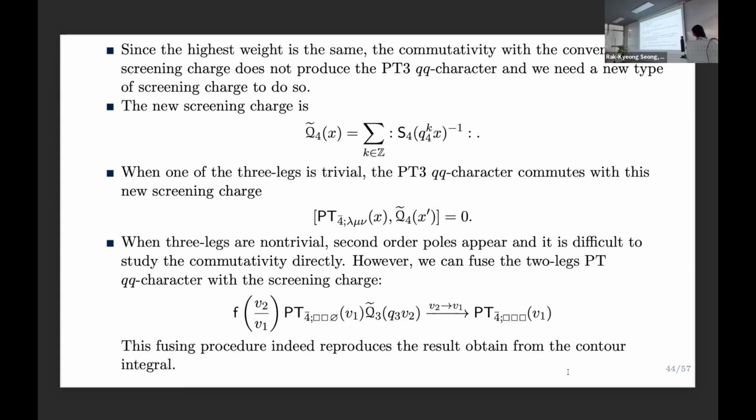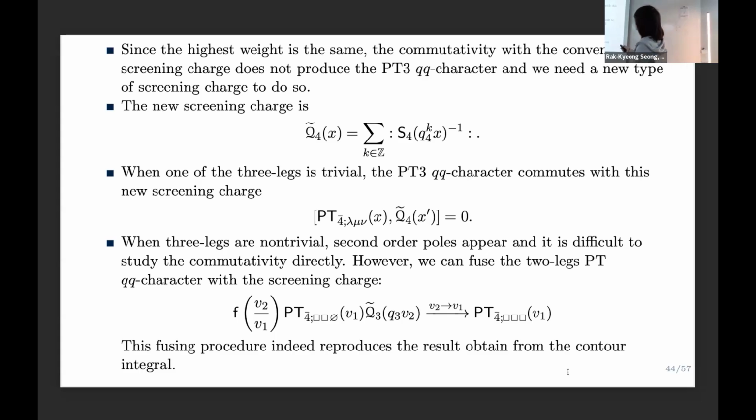So this one has the highest weight with two legs, corresponding to the minimal plane partition with only two non-trivial legs. And you're going to add a different leg in the direction. So you have this minimal partition here, but to get the general one, you need to add here. So for each position of this one-dimensional rod, you add a screening charge, and you fuse it with this PT QQ character here. Okay, I see. The screening charge is still the Q4 tilde, so.